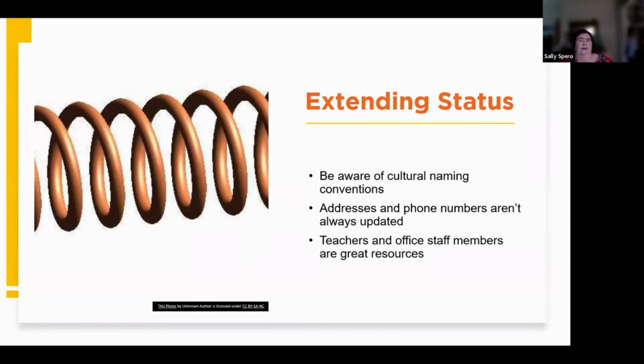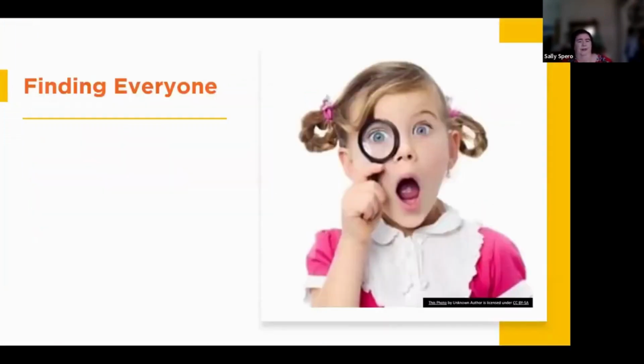Really, if you don't feel comfortable, as I often didn't, calling up and saying, hey, who's this Rozhenko kid in your house? Teachers and office staff members are great resources, because a lot of times they really know what's going on with their families, and they can help you extend the status. And they can say, oh yeah, Rozhenko's the cousin, and they just moved in. You need to try to find everyone.